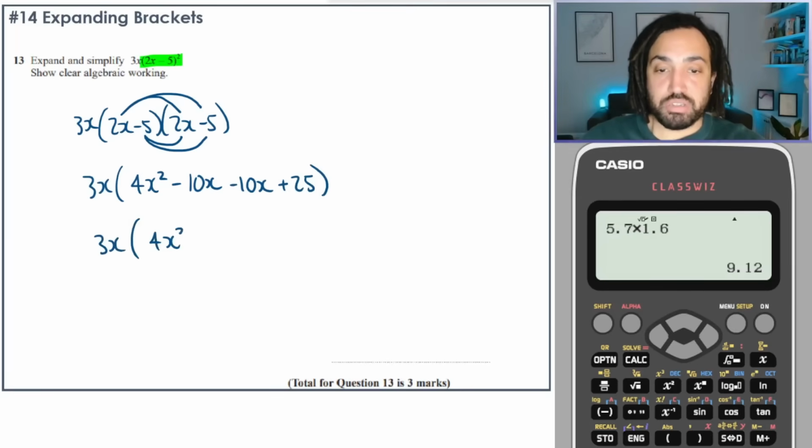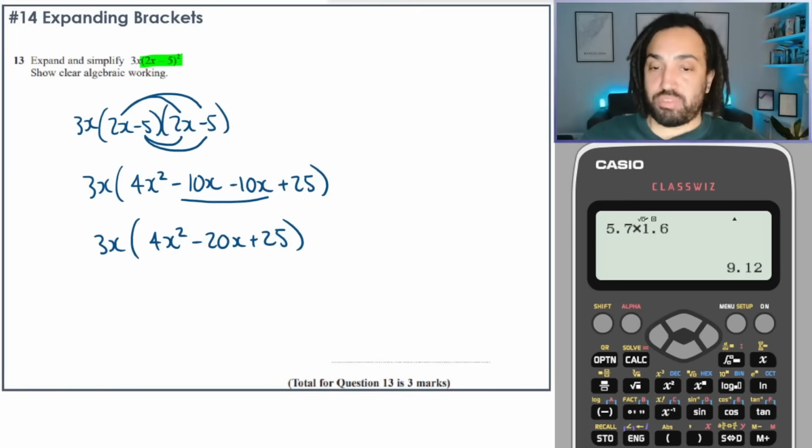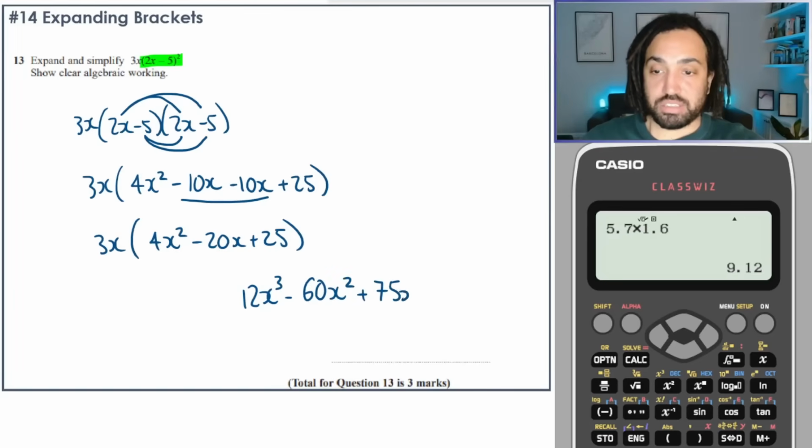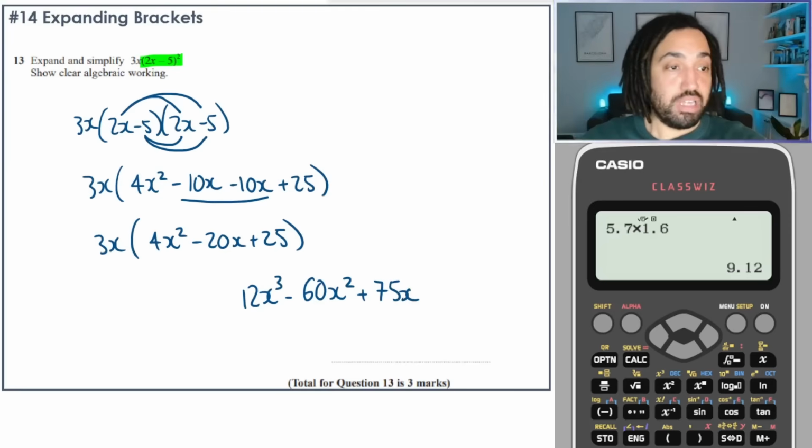Okay, so what I can do is collect the x's. There are two minus 10x's, so that makes minus 20x. Okay, now that's as simplified as it can get. Let's just multiply each term by 3x. So that's going to give me 12x cubed minus 60x squared plus 75x. And we're done.